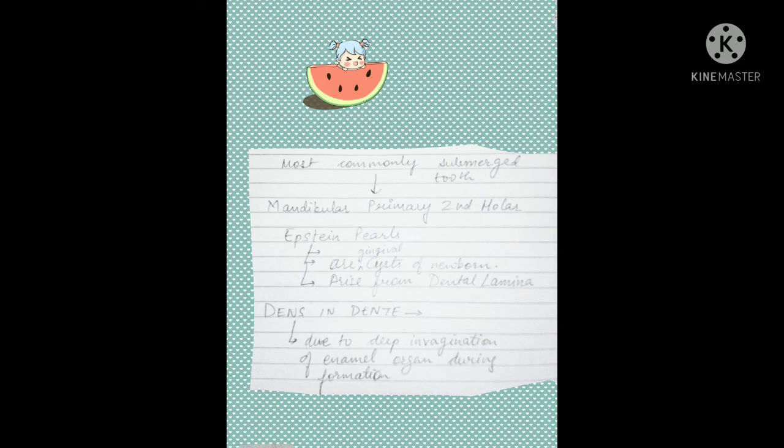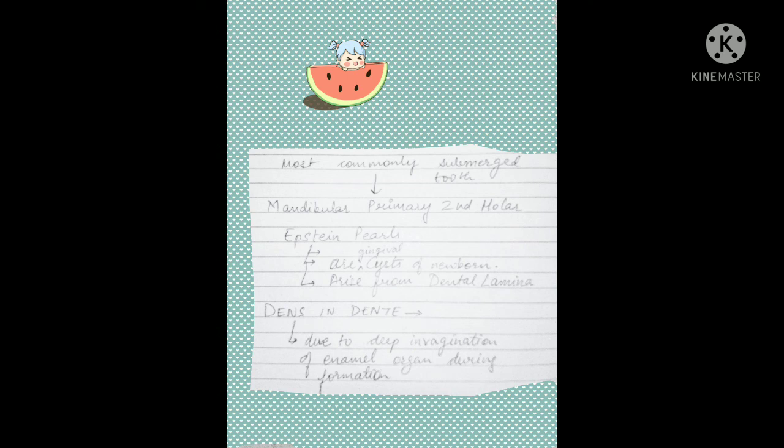Which is the most commonly submerged tooth? The most commonly submerged tooth is the mandibular primary second molar. Okay, so the next question is about Epstein pearls. What are Epstein pearls? They are the gingival cysts of the newborn, and they arise from the dental lamina.